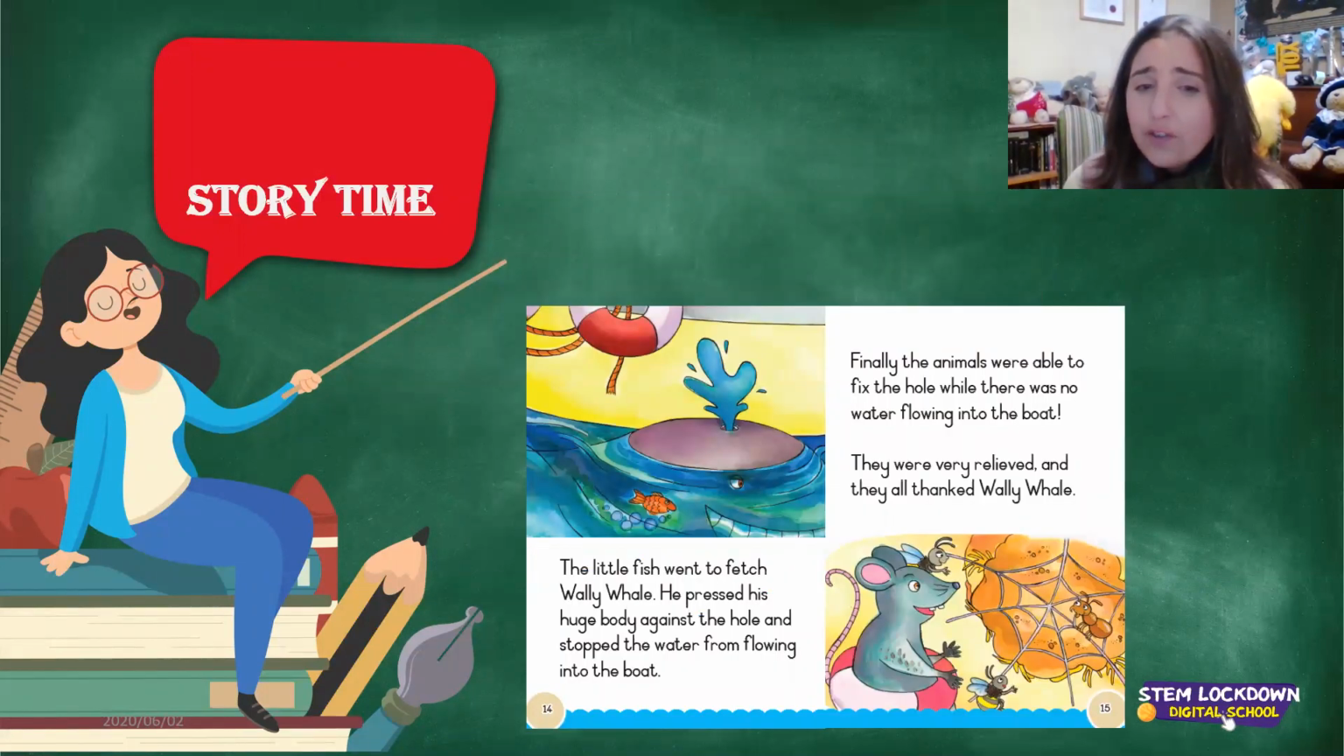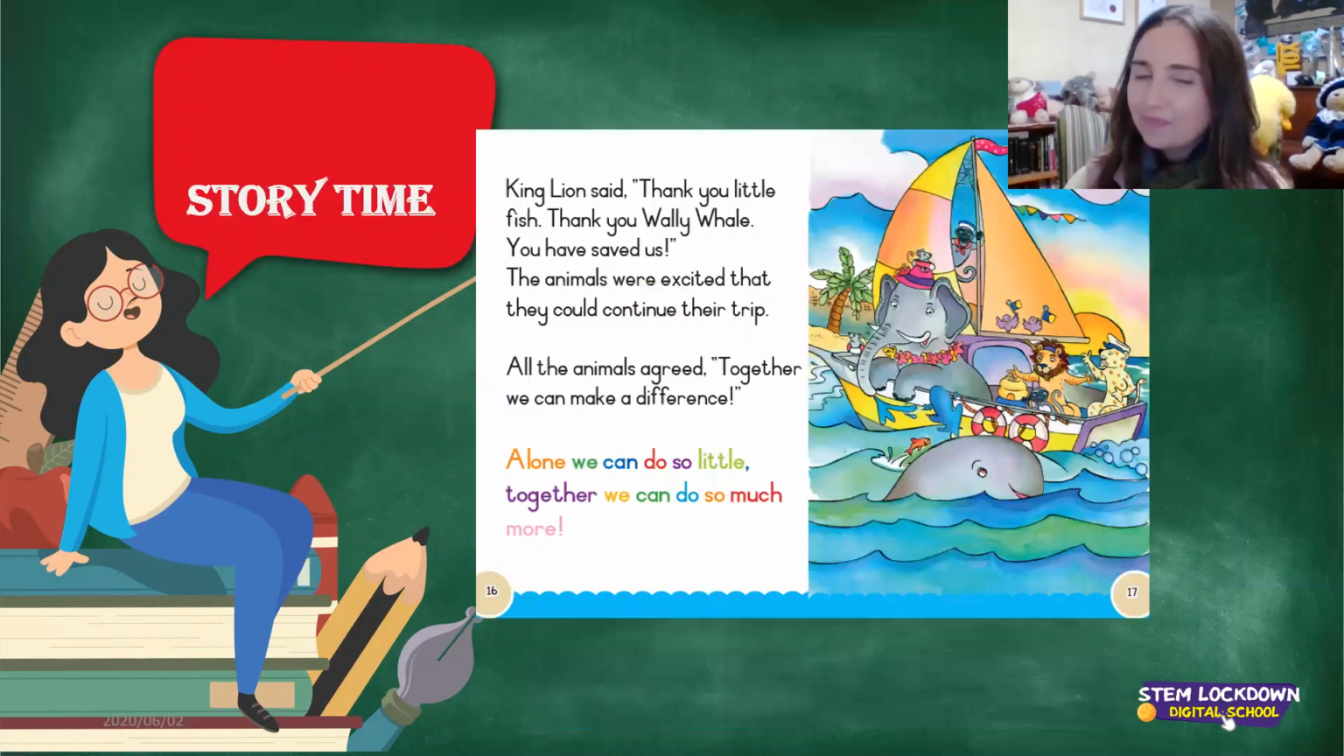The little fish went to fetch Wally Whale. He pressed his huge body against the hole and stopped the water from flowing into the boat. So he plugged it like a bath plug. Finally, the animals were able to fix the hole while there was no water flowing into the boat. And they were very relieved, and they all thanked Wally. So they still used the beeswax, the honey, and the thread to plug the hole. But because there was no water, it was a lot easier.